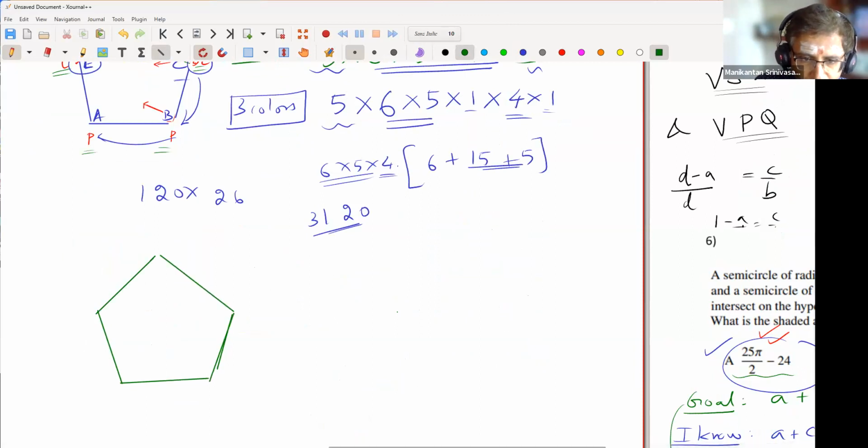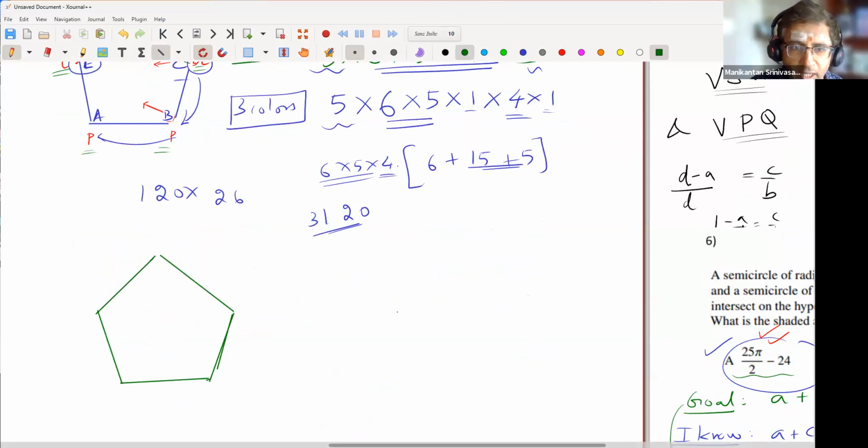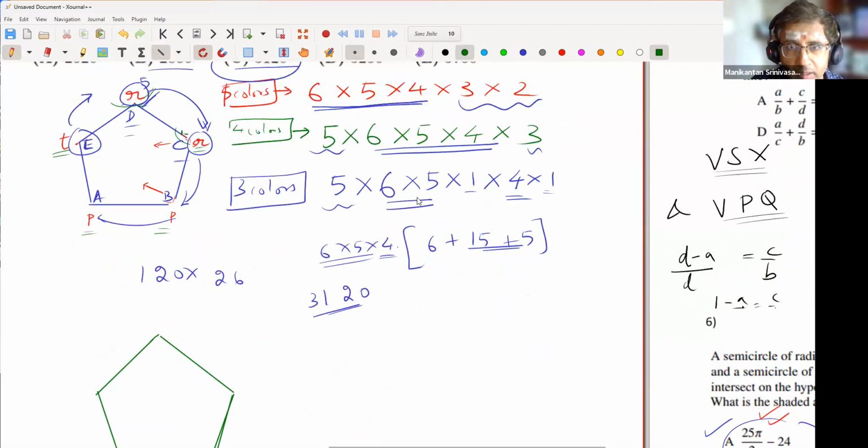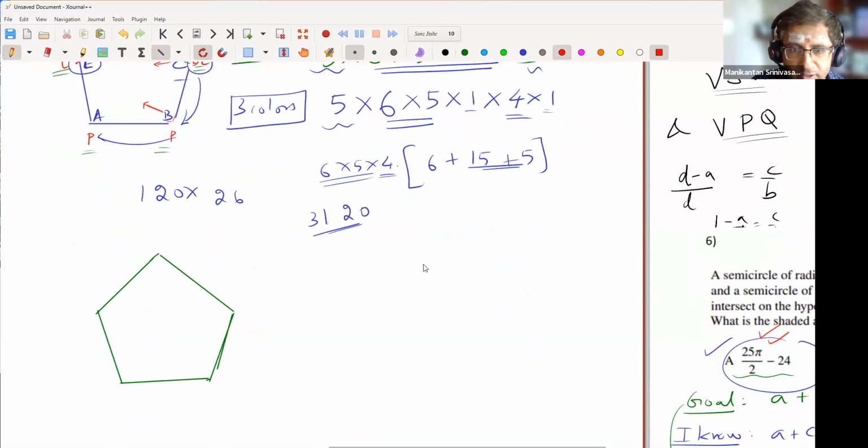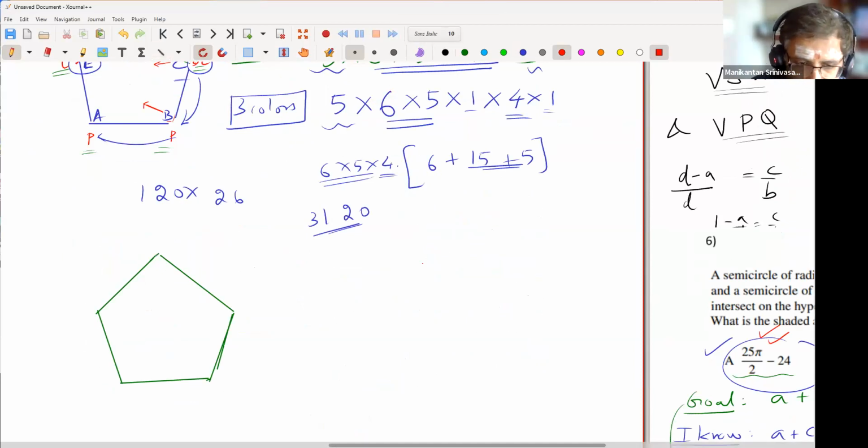Okay, so when I'm using 4 colors, what does that mean? I want to start with 4 colors. I'll assign some color here, P. Some other color Q, some other color R, some other color S here.